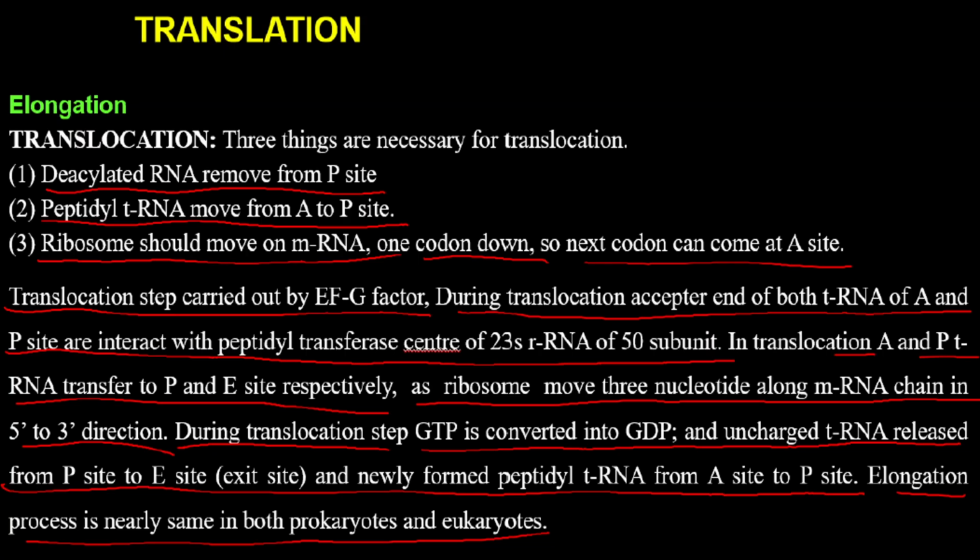Then the translocation part. Three things are necessary for translocation: deacylated tRNA is removed from the P site, peptidyl tRNA moves from the A site to the P site, and the ribosome moves on the mRNA one codon down, so the next codon can come to the A site. This movement is very important so that the next codon can be recognized and protein formation can continue.